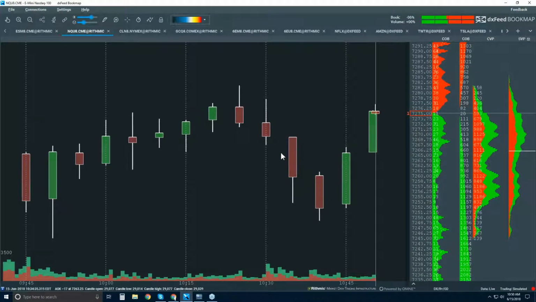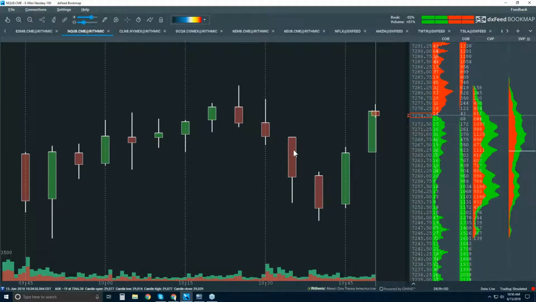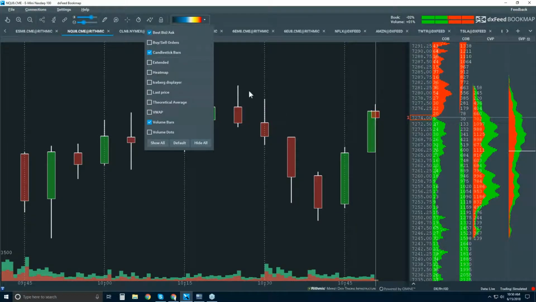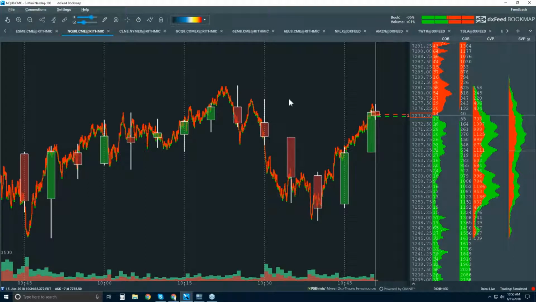Why would we want that? I mean, we can't see what we need to see. We need to understand microstructures and how volume starts to trade within microstructures, because those lead to bigger moves. Now, to simply see the microstructure, we're going to turn on historical best bid and offer.